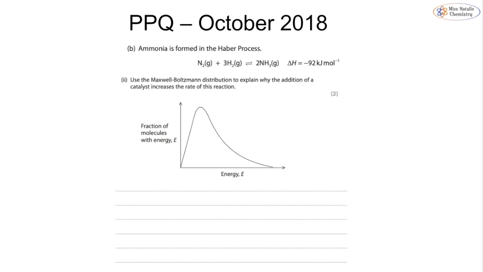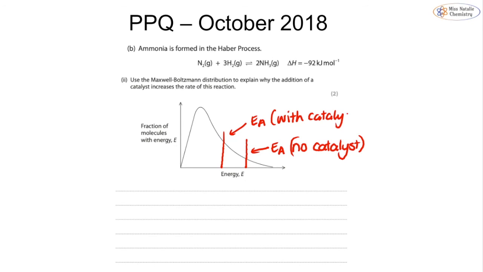So what we're going to do is add 2 lines. The first line is going to be the activation energy with no catalyst. Then I'm going to add a second line, and I'm going to label that one the activation energy with a catalyst. Remembering that when you have a catalyst, your activation energy should be lowered, so the line will be to the left of the first line. That alone is going to get you 1 mark. You can say that a catalyst provides an alternative route with a lower activation energy, but you can simply draw it on the diagram and you're saving yourself that time.